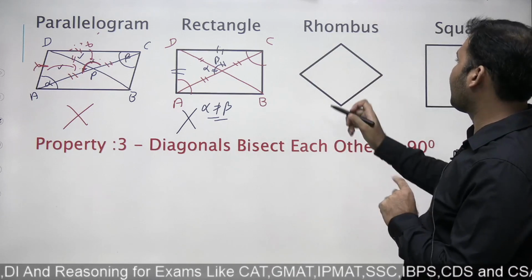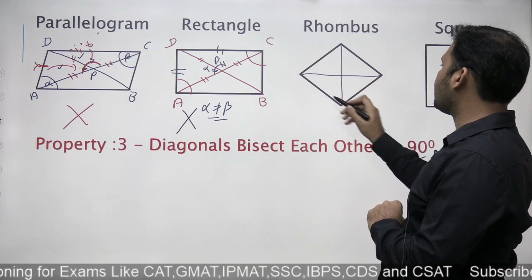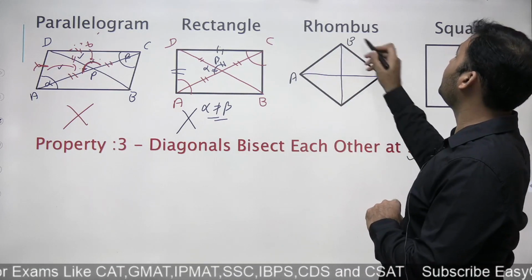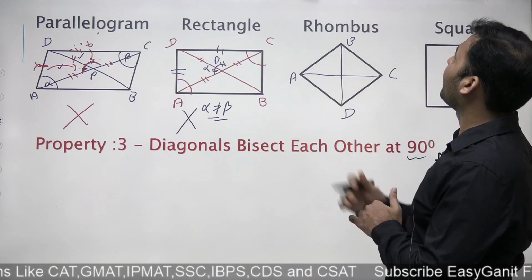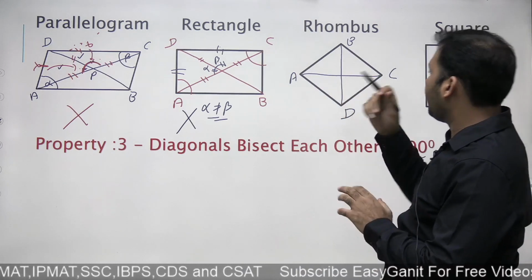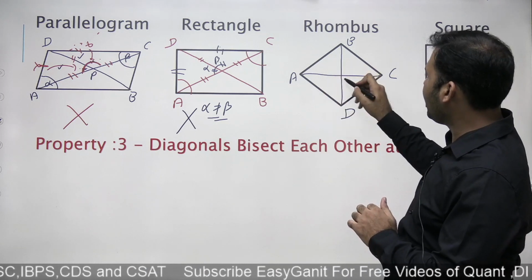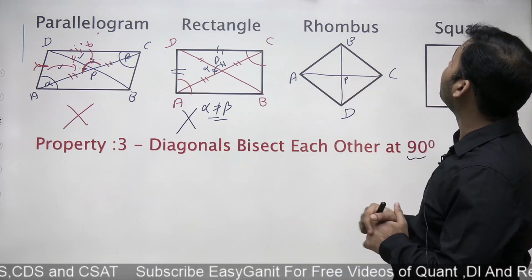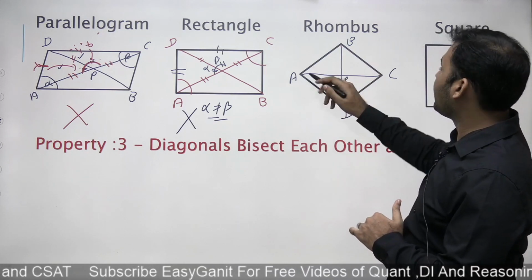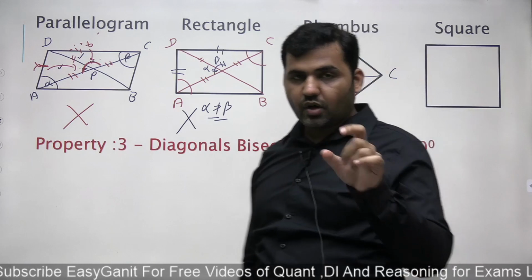Rhombus के केस में, what will happen in the case of rhombus? You see that here, if I draw these two diagonals, A, B, C, D, these are the diagonals that I have, right? Now, you see that here, if I talk about these two triangles, APB and APD, if I look at these two, you see that here, this side is same as this side. Rhombus definition says that all sides are equal.